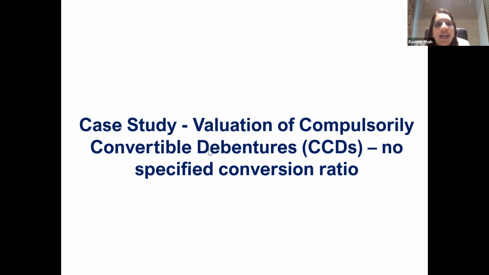So the first is valuation of a CCD with no specified conversion ratio. How do you think you will value this kind of an instrument? It's a compulsorily convertible debenture. There is no specified conversion ratio. What do you think or how do you think you will value it?